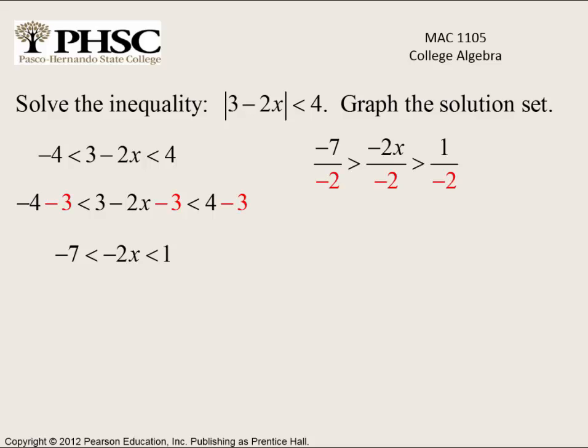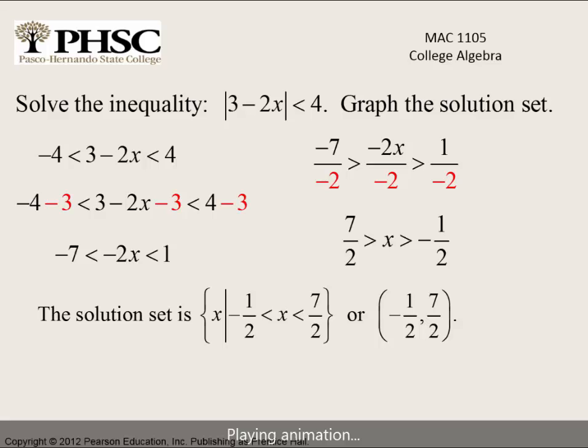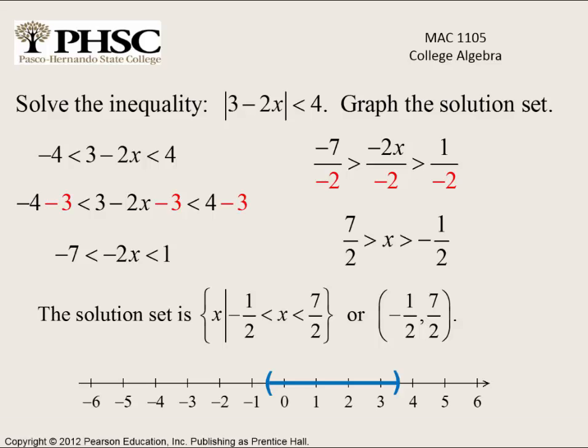And I divide everything by negative 2. And if you remember, when we divide by a negative value, our symbols are going to change direction. I simplify. So here's my solution: 7/2 is greater than x, greater than negative 1/2. So here are the two ways that I can write that out. And I use parentheses because it's a greater than. And then we go ahead and graph it.